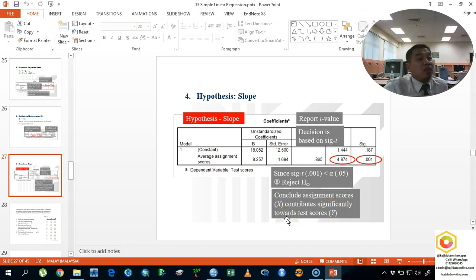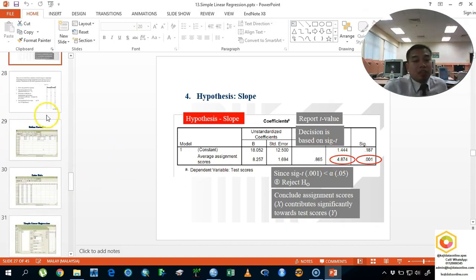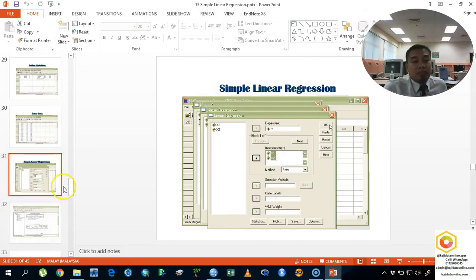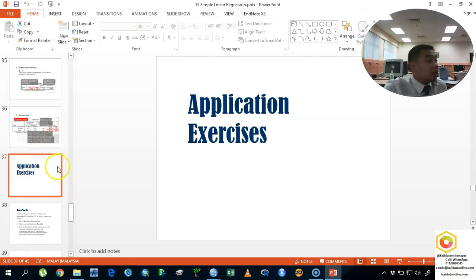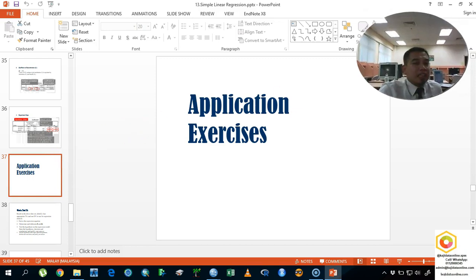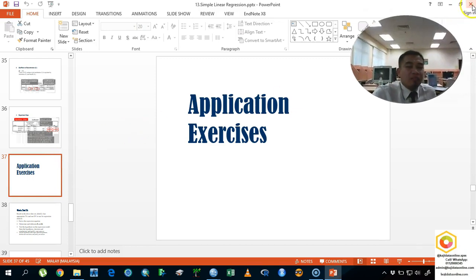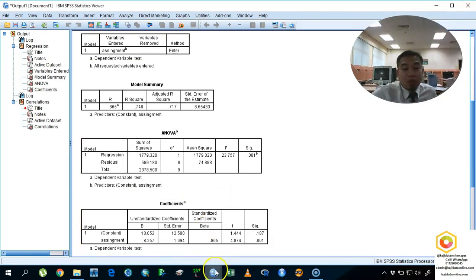Sometimes our X might not be a significant predictor of our Y. Okay, so this is the second example. You can do it at home if you want. I hope that none of you will do it. Because understanding it is kind of time-consuming. Never mind. We proceed with our own data.